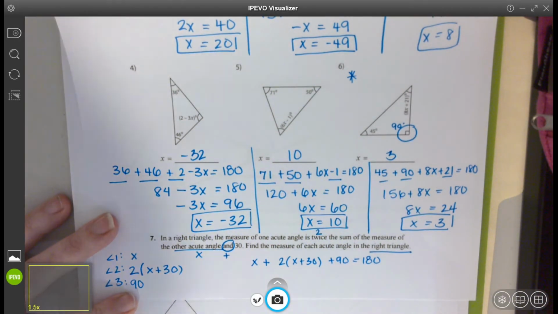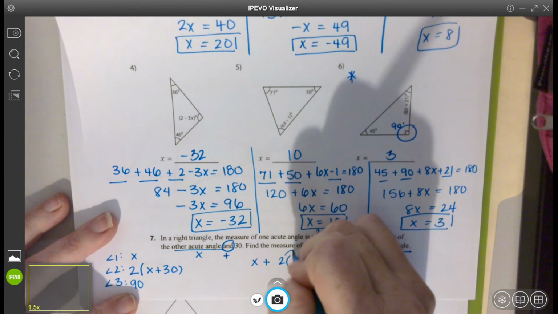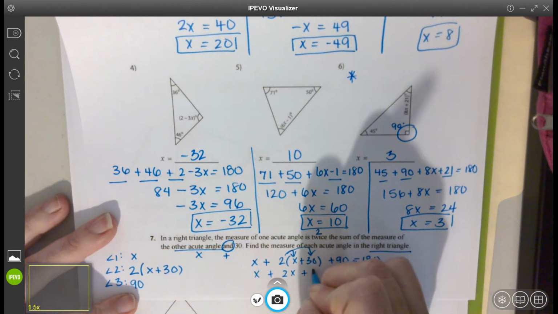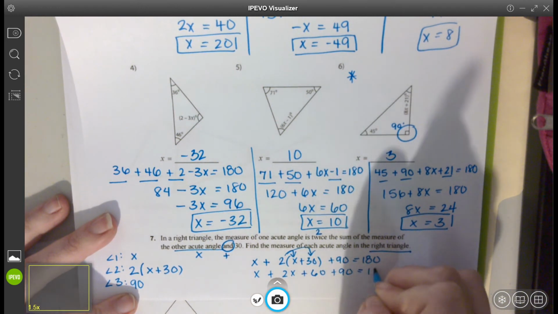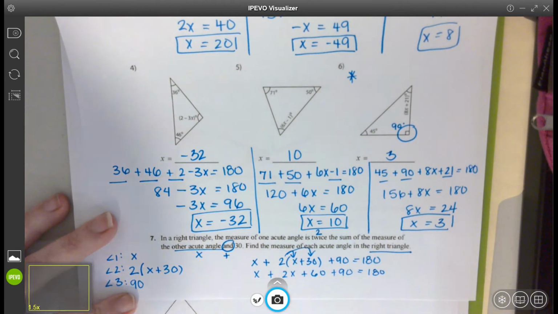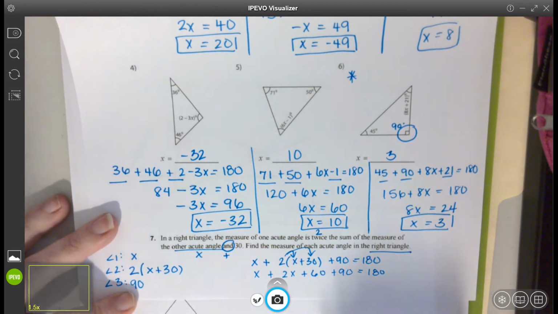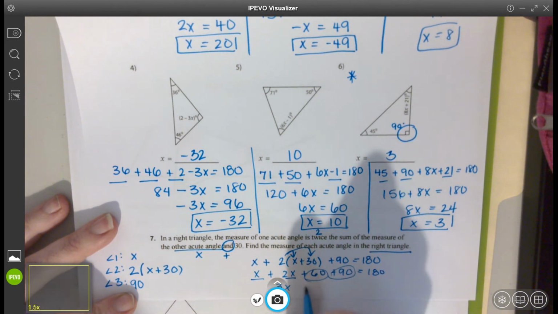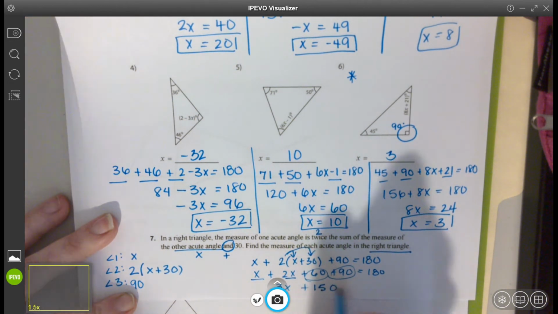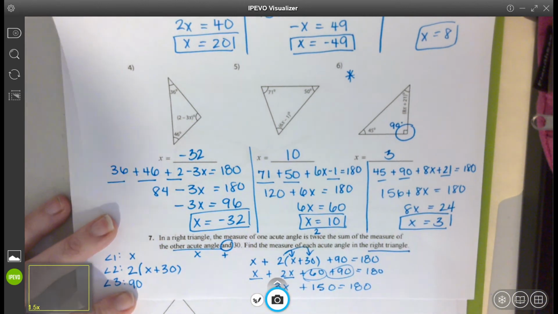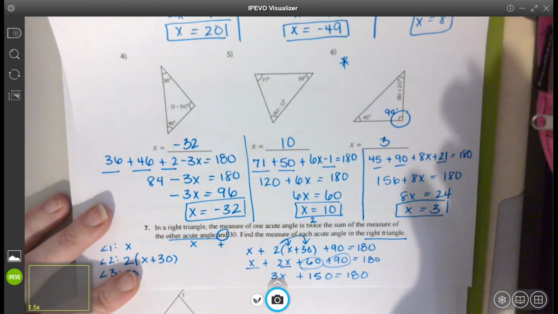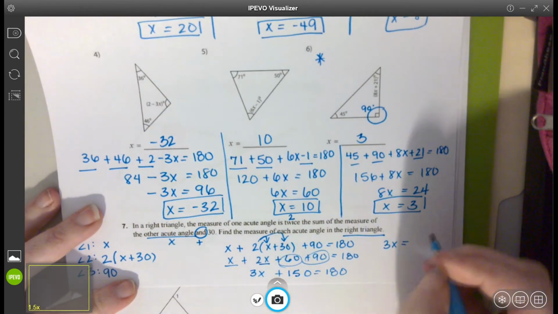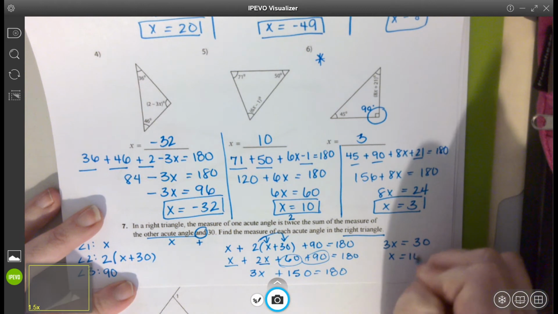The very first thing I do is my distributive property. So I have x plus 2x plus 60 plus 90. Do not forget when you distribute, it's every term, not just one term. Now we're going to combine like terms. Here I have 3x plus 150 equals 180. Because I wrote so big, I have to push it over here. So I have 3x equals 30, making x equal 10.